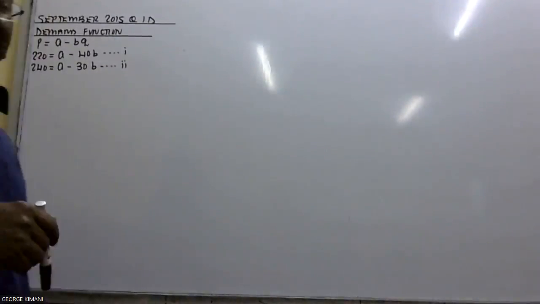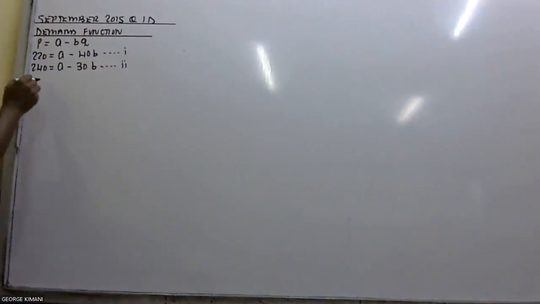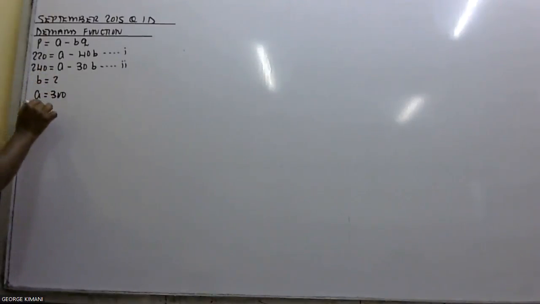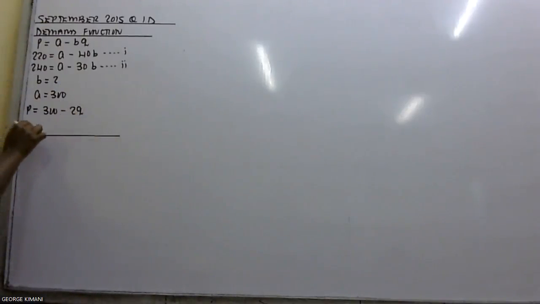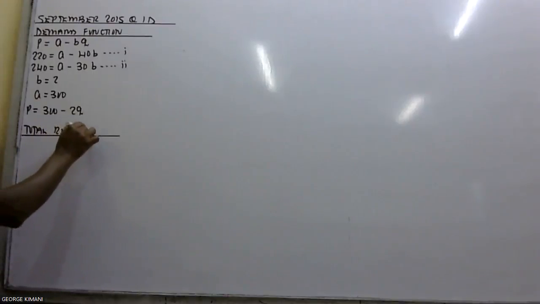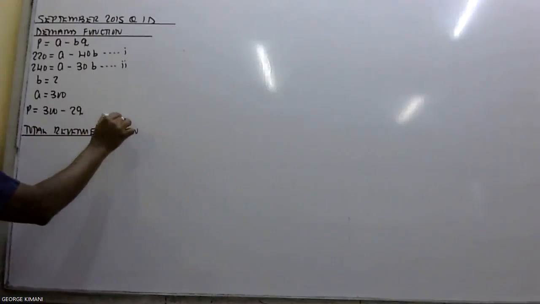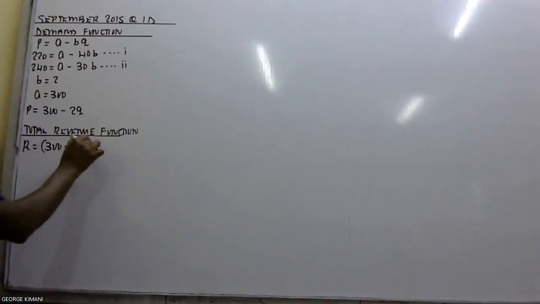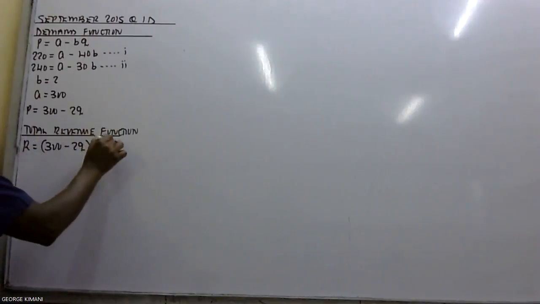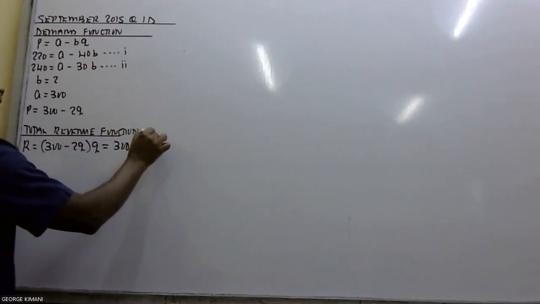The answer? The value of B is equal to 2. The value of A, 300. So P is 300 minus 2Q. That's how you arrive at a demand function. The next one is the total revenue function. Now we know revenue is the price you multiply by the units. So this will be 300Q minus 2Q squared.